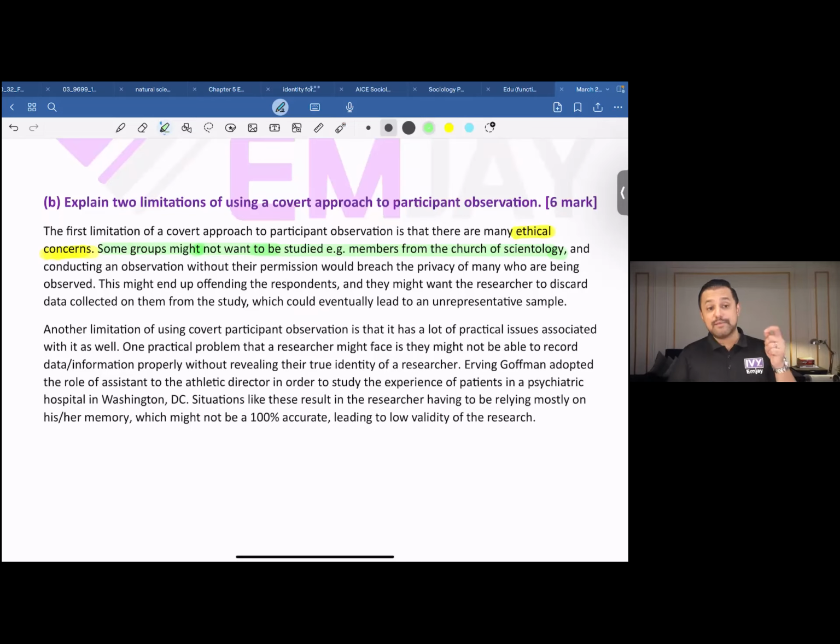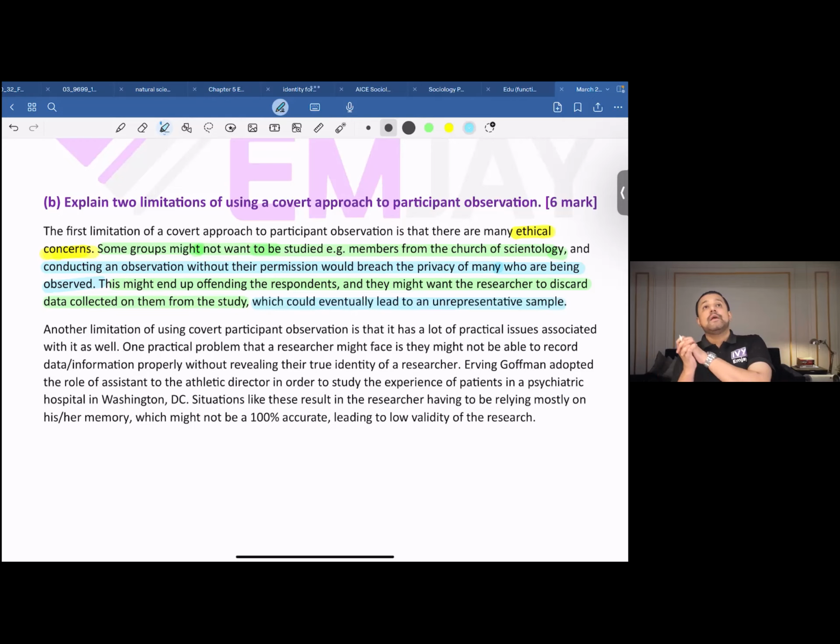So the first limitation of a covert approach to participant observation is that there are many ethical concerns. Some groups might not want to be studied, for example, members of the Church of Scientology, and conducting an observation without their permission would breach the privacy of many who are being observed. This might end up offending the respondents, and they might want the researcher to discard data collected on them from the study, which would eventually lead to an unrepresentative sample.